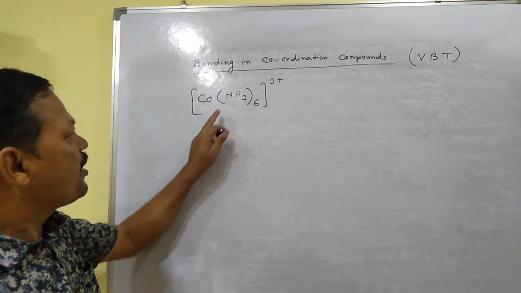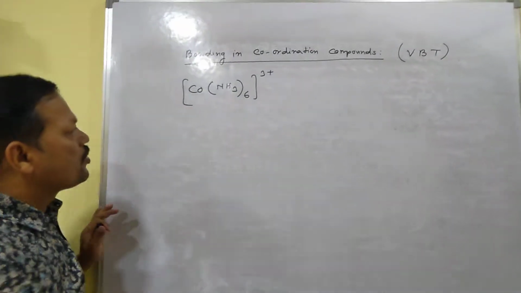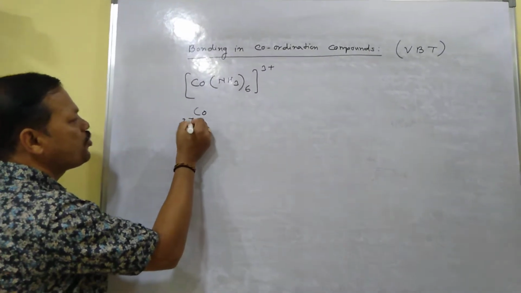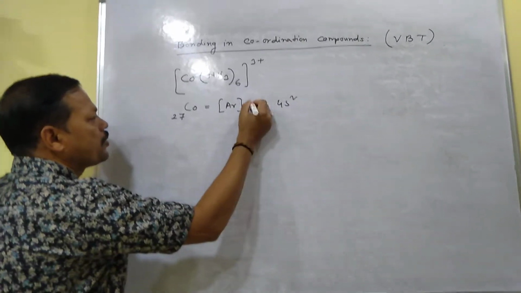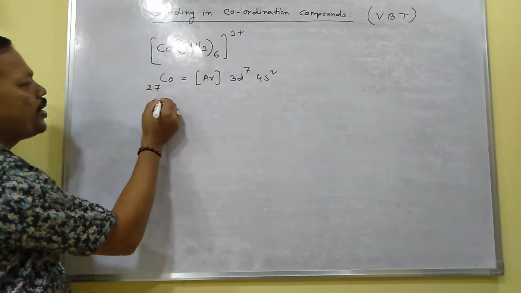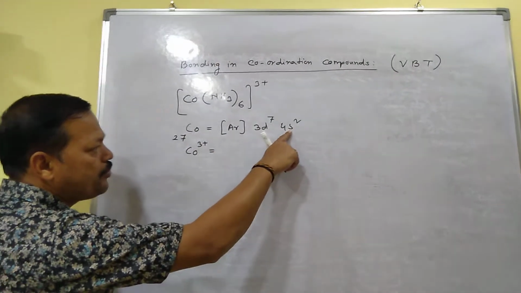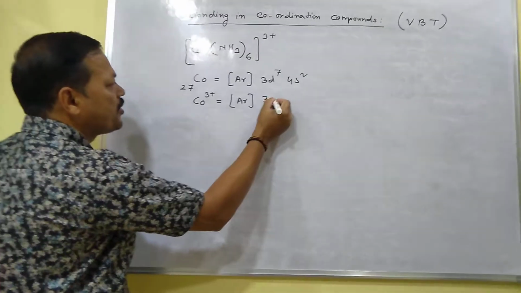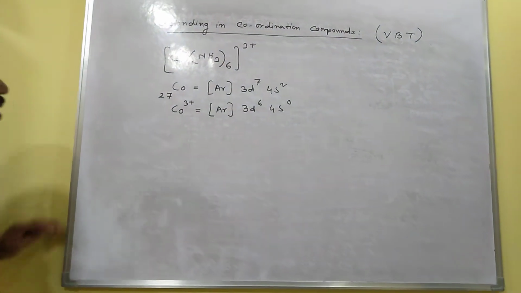So now this is another complex, the hexaamine cobalt 3 ion. If you want to find out the hybridization state, as you know, cobalt's atomic number is 27. So the electronic configuration will be argon, then 4s2, then 3d7. Now since here cobalt exists as 3+, for the cobalt 3+ ion's electronic configuration, 2 electrons will be removed from here, 1 electron will be removed from here. So the configuration becomes argon 3d6 4s0. This is the electronic configuration of the cobalt 3+ ion.